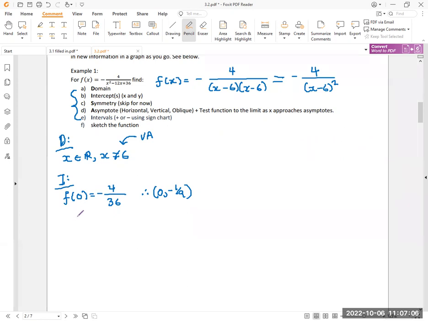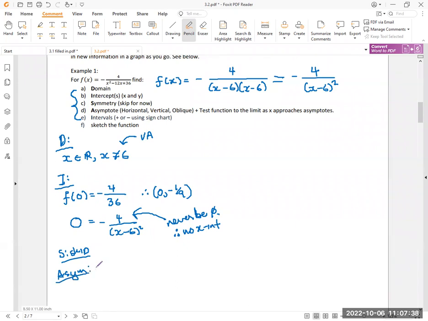I will test for x-intercepts. The y value is a 0. So what value of x will turn this function into a 0? None. Because the numerator here will never be 0. It'll never equal 0. Symmetry, I'm going to skip. Let's do asymptotes.